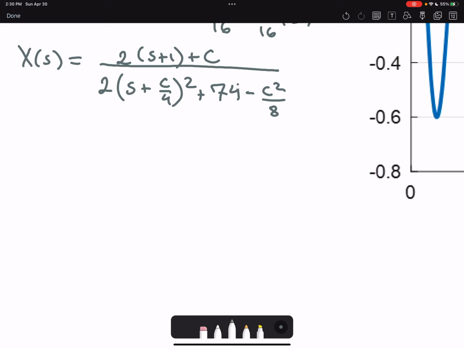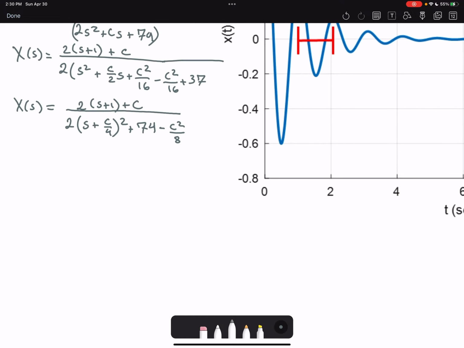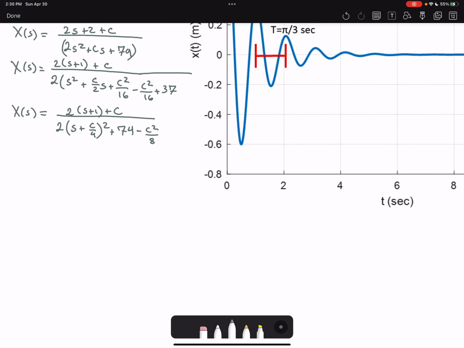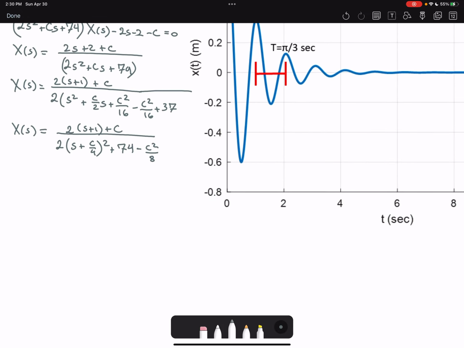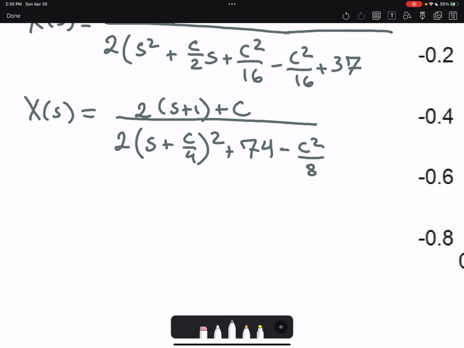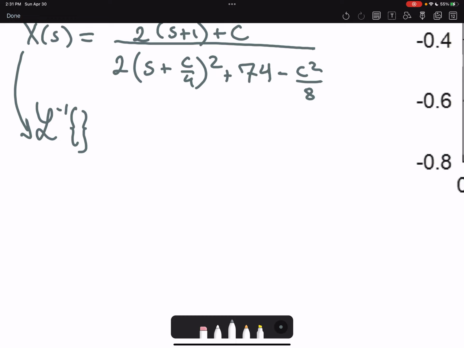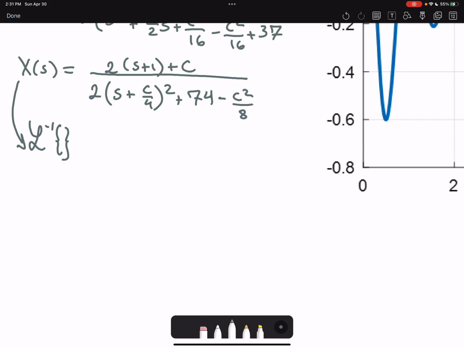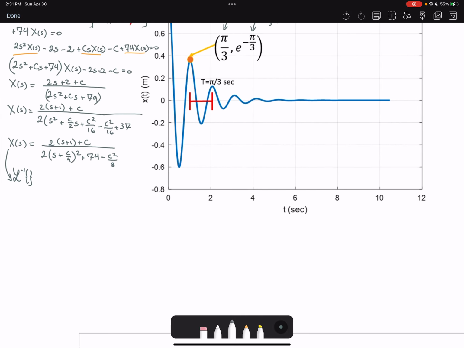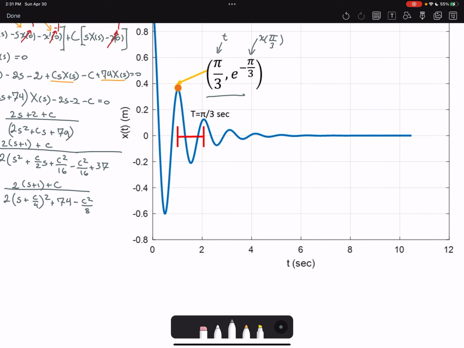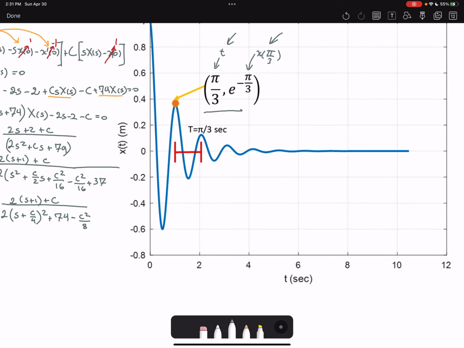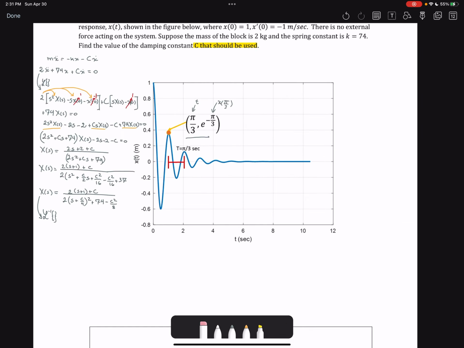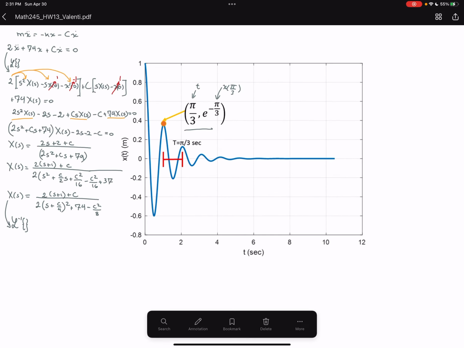So now that we have this, I would just put this in MATLAB and get the inverse Laplace. Laplace inverse, and then solve for c by inputting this, which we have to match to the time response. So let's go over to MATLAB for part B. See you there.